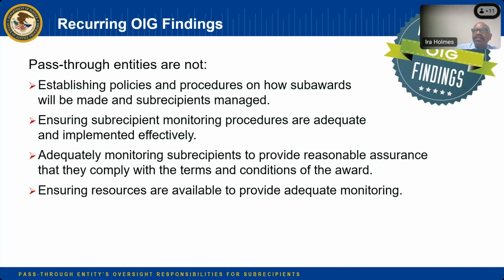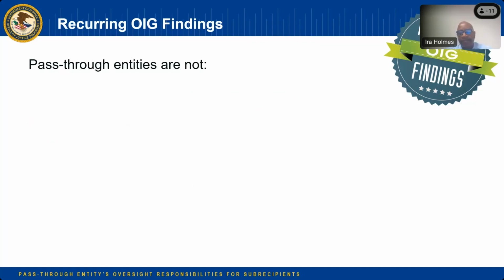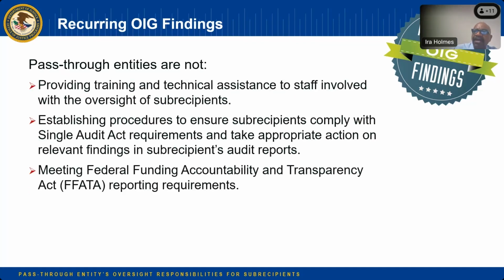The OIG found the need for adequately monitoring subrecipients to provide reasonable assurance that they comply with the terms and conditions of the award, and ensuring the resources are available for adequate monitoring. Remember, I talked about whether you do on-site or a desk review. Well, the OIG found that many pass-through entities had not set aside adequate funds for, or were not training their people to do, monitoring within the program. Pass-through entities were not providing training and technical assistance for their own staff, which involved oversight of the subrecipients.